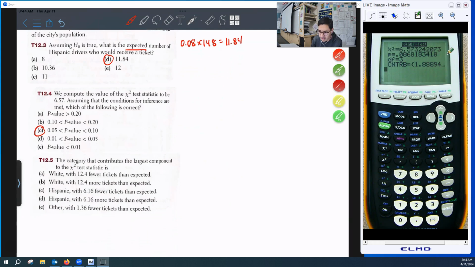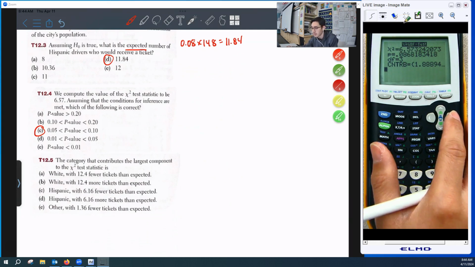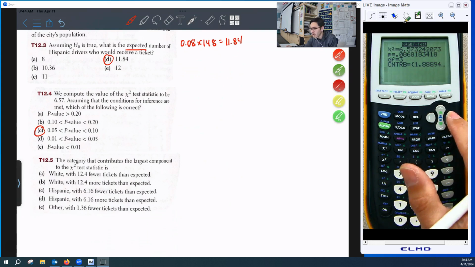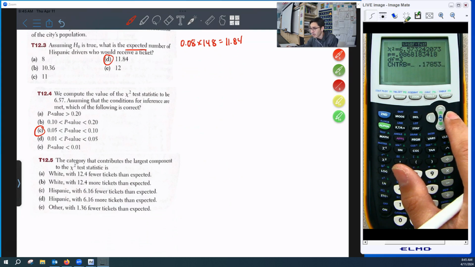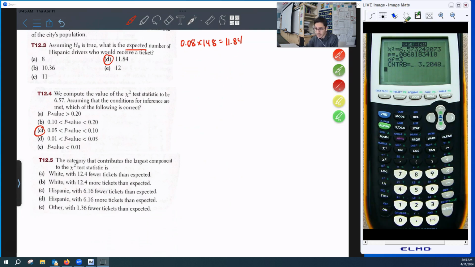And then question 5, we're looking for the largest component. Okay, so the calculator calls them contributions, right? You can see this test uses the word components, but it's talking about the same thing. All right, so we've got 1.88, that's for white. 1.3, which is for black. 3.2, that's for Hispanic, it's the largest one so far, and 0.17. Okay, so the largest contribution comes from the Hispanic category.